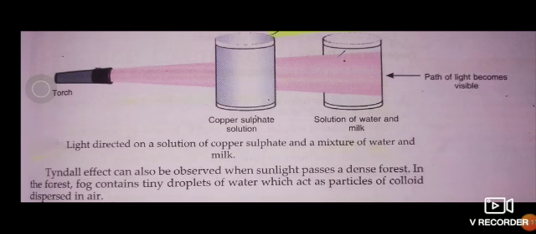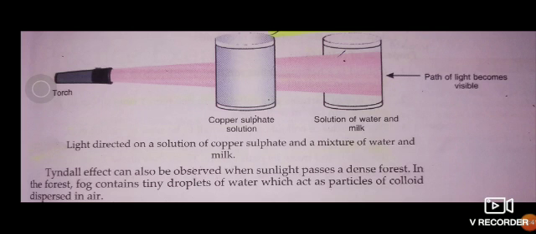Here is an example of two solutions: the first is the copper sulfate solution, which is a true solution, and the second is a solution of water and milk, which is a colloidal solution. If we direct light with the help of a torch through the copper sulfate solution, which is a true solution, the path of the light is completely invisible in it.